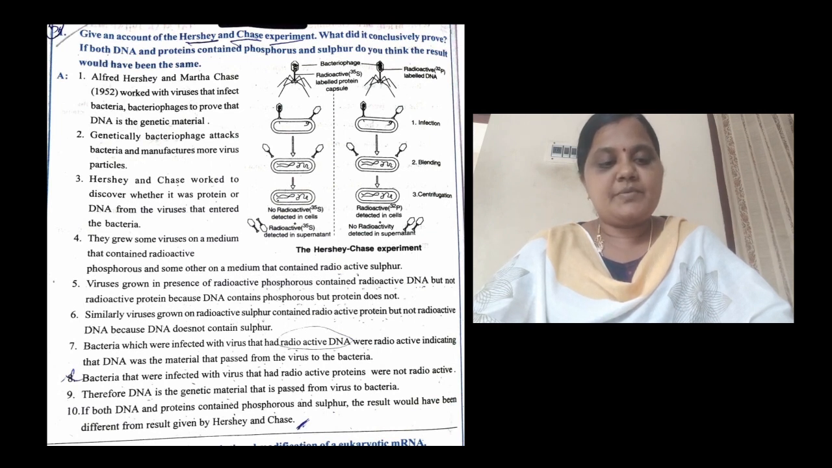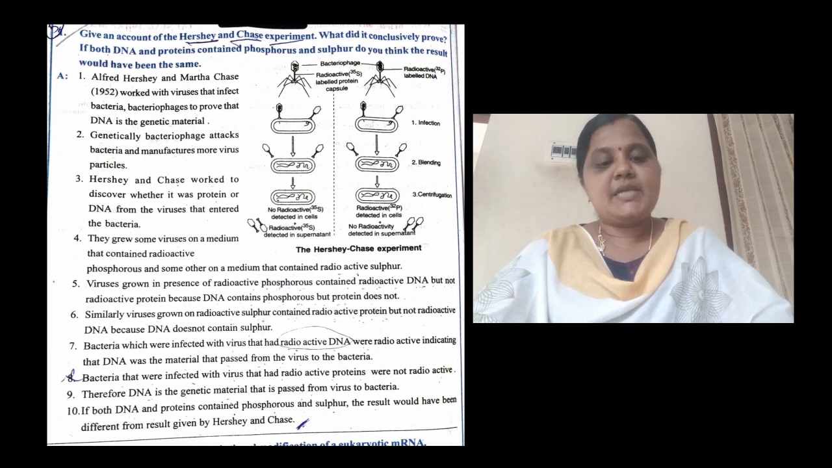See the differences here. Viruses grown in the presence of radioactive phosphorus contained radioactive DNA, and viruses grown on radioactive sulfur contain radioactive protein. So the bacteria which were infected with virus that had radioactive DNA indicates that DNA was the material that passed from the virus to the bacteria. Therefore, DNA is the genetic material that is passed from virus to the bacteria.